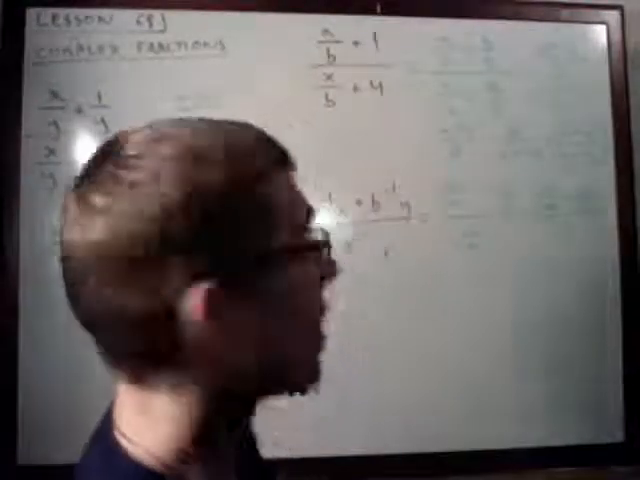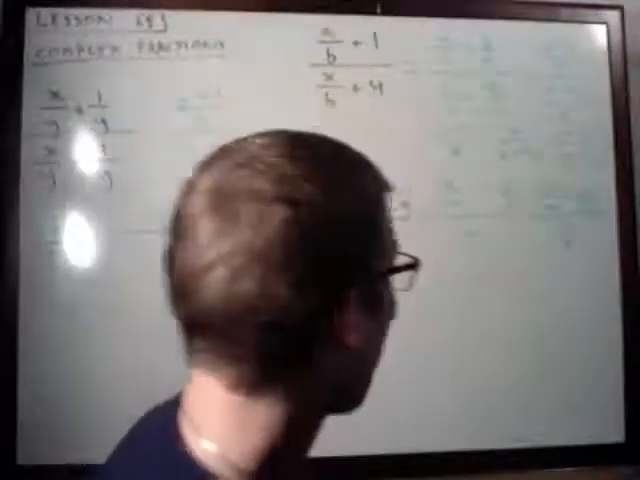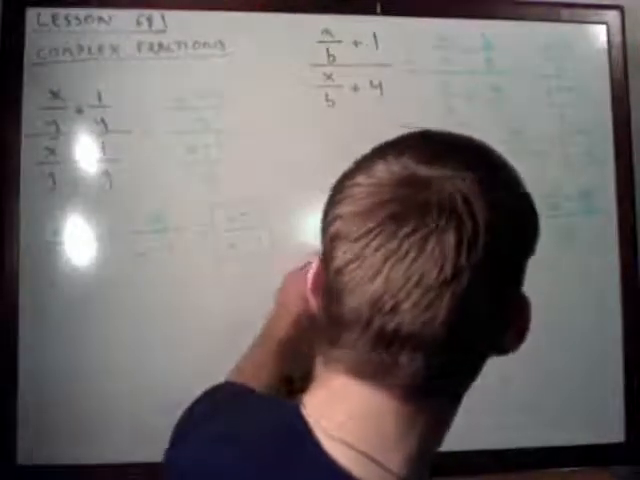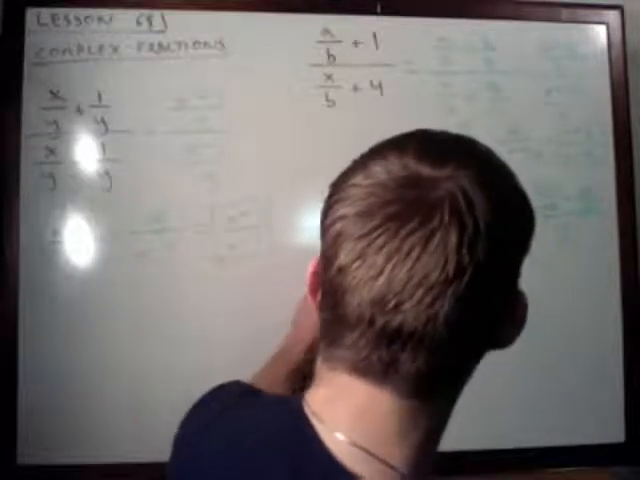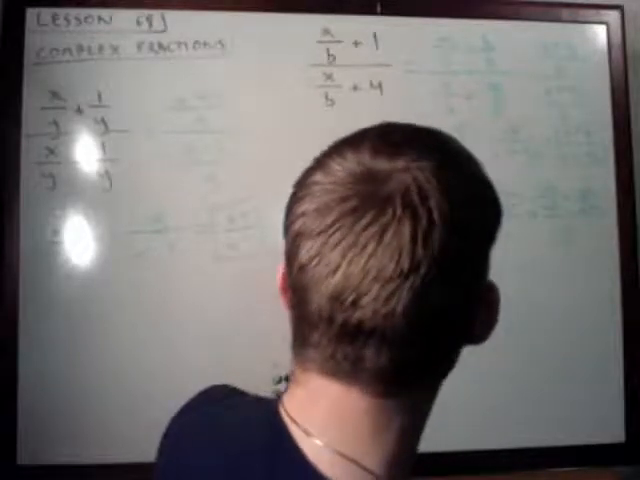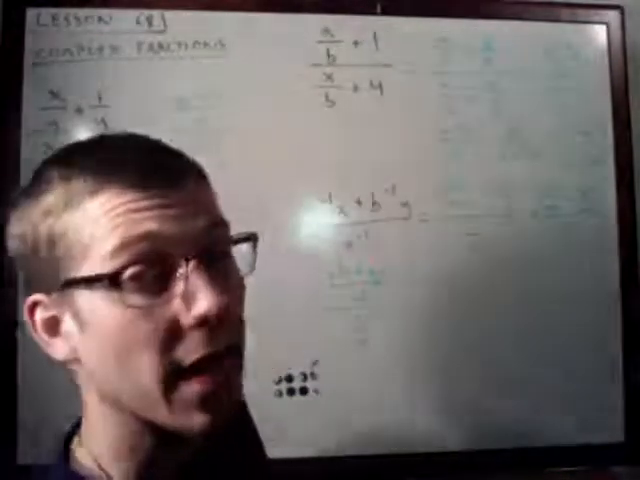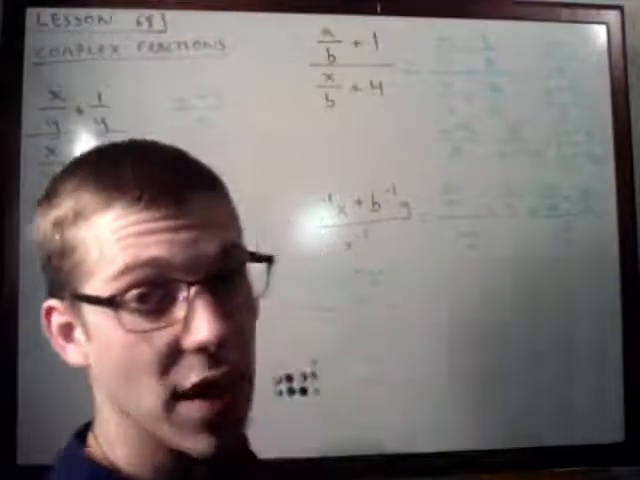All right. Now we can add these together on the top since they have the same denominator. So we've got xb plus ya over ab over 1 over x. Okay. Now we've done our simplification on the top. We've done our simplification on the bottom.